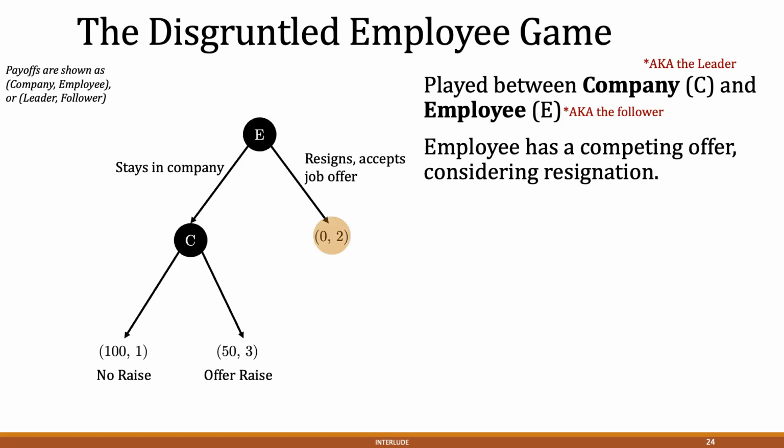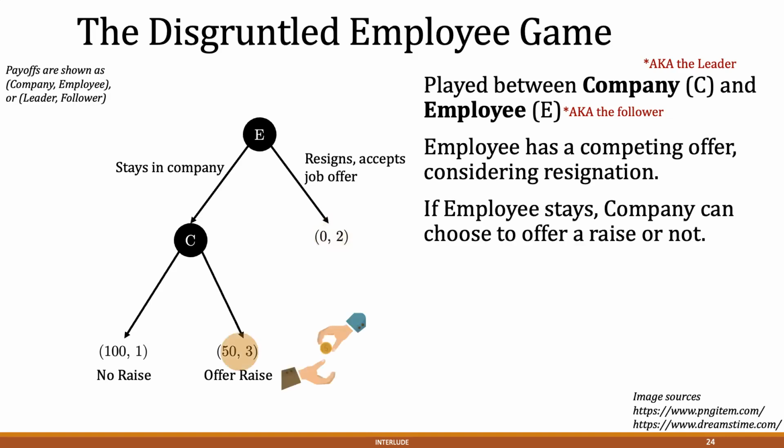The employee has a competing offer and is considering resignation. He's thinking about quitting. And if he does, the leader, the first player, is going to get a payoff of zero, right? He's going to lose his superstar employee. But the employee is going to get a payoff of two because he gets a better job.